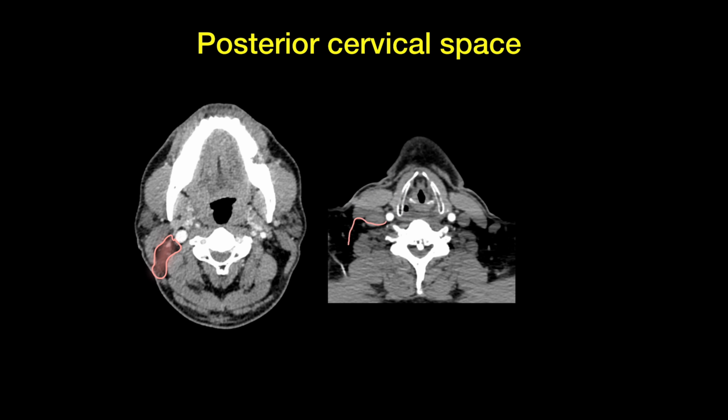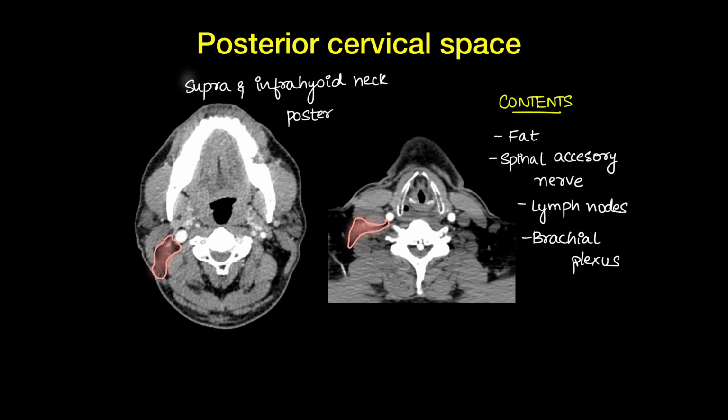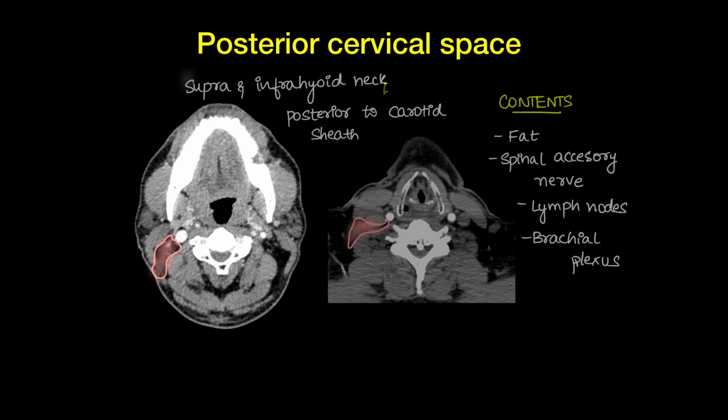Lastly, we have the posterior cervical space. The first image is showing it in suprahyoid neck. Second image is showing the space in infrahyoid neck. So this space is behind the carotid space, the fat which is behind the carotid space. Contents are fat and spinal accessory nerves and lymphatics. Brachial plexus also passes through this space. So this is posterior to carotid space and carotid sheath structures.